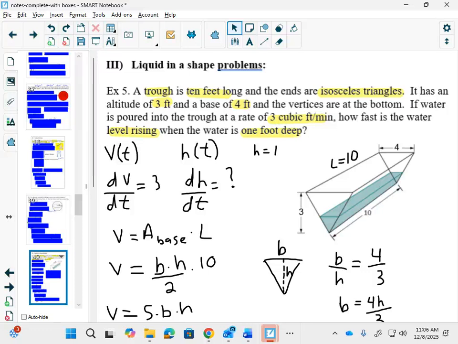We got a picture here of a trough 10 feet long. The ends are isosceles triangles. It has an altitude or height of 3 feet and a base of 4 feet. And the vertices are at the bottom. Water is being poured into the trough at a rate of 3 cubic feet per minute. How fast is the water level rising when the water is 1 foot deep?